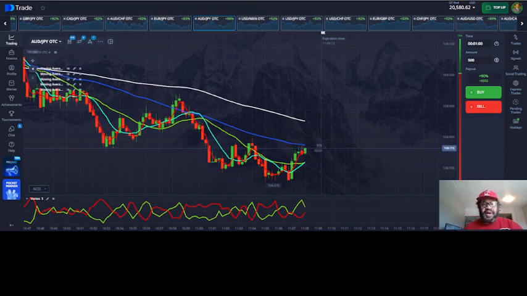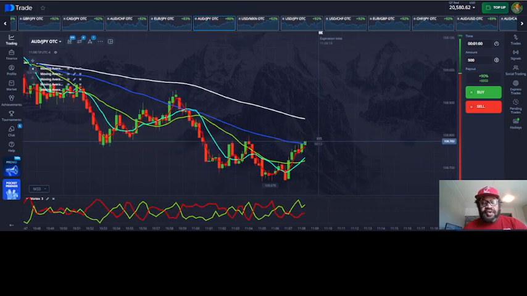So today I'm on the Pocket Option platform, and I'm going to be trading OTC currency pairs utilizing my 5 SMA stack and Vortex Indicator trading strategy.